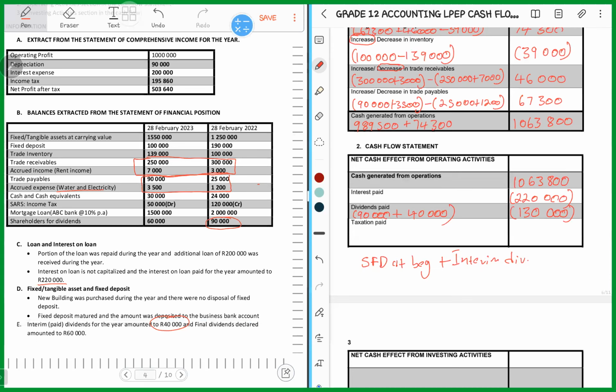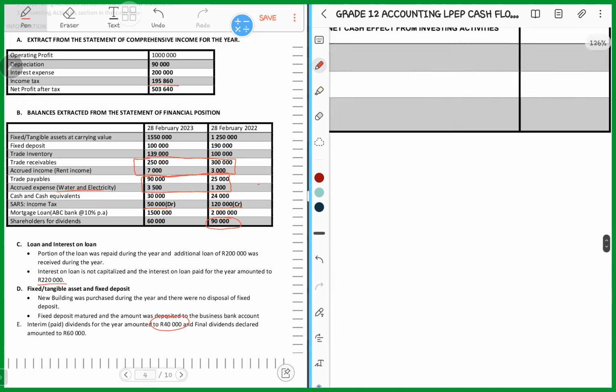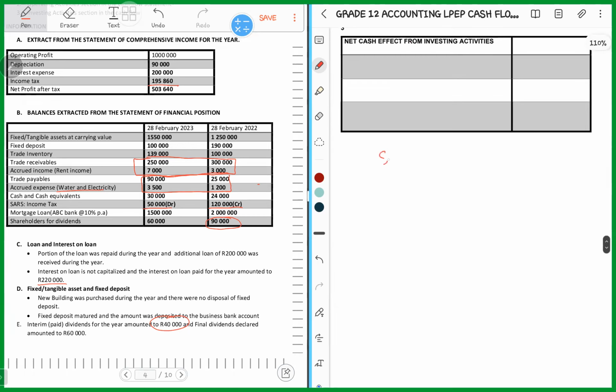Okay. Then next up, we have to calculate taxation paid. Since I already did the formulas for you, now we are applying those formulas. So for income tax, if you notice, it says credit balance. Then again, it also says debit balance. Then the income tax for the year is 195,860. Okay, so when it's like this, it means we're going to add everything. So we're going to say SARS income tax.